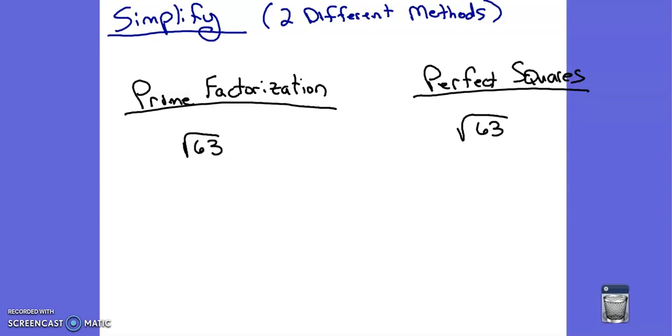One good method is called prime factorization. If you remember the tree method, you take this number and do the tree, 9 times 7, and 9 goes to 3 times 3. Basically you break it all the way down to prime numbers. So the square root of 63 is the same thing as the square root of 3 times the square root of 3 times the square root of 7.